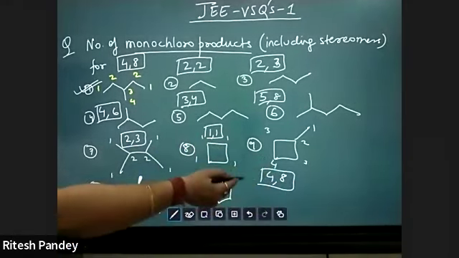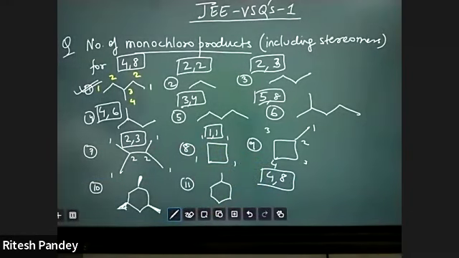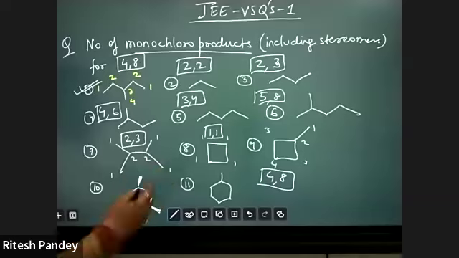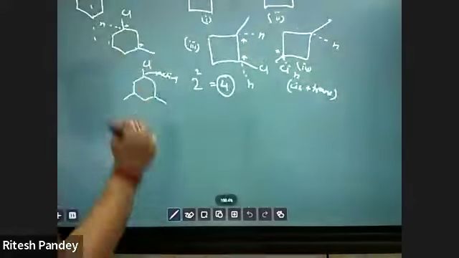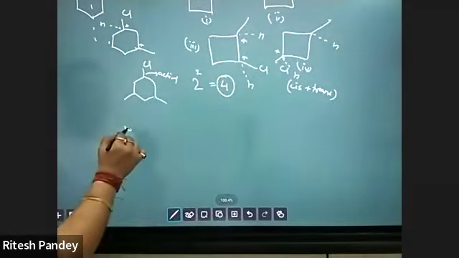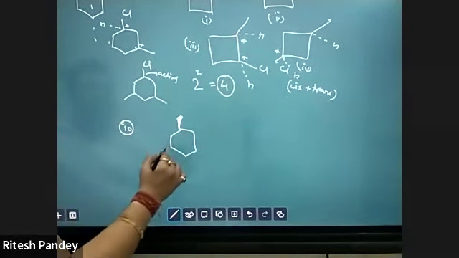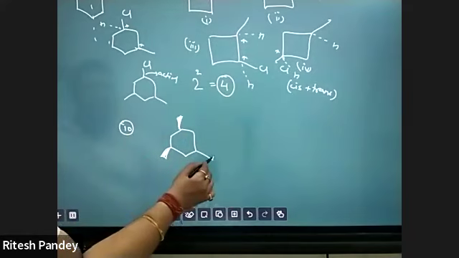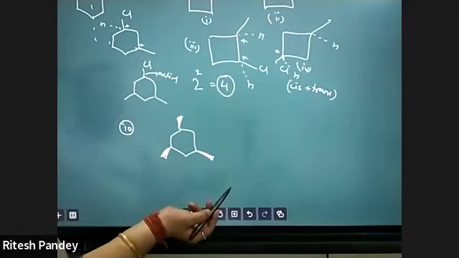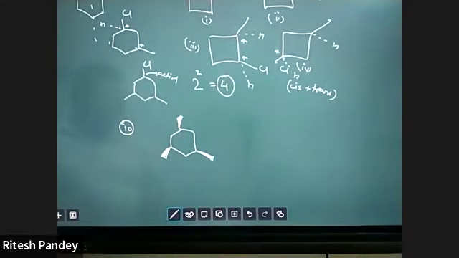Now this was a nice problem to solve eventually. 10 and 11. So 10 is 1, 3, 5 trimethyl cyclohexane, all being cis, and 11 is methyl cyclohexane. Let's talk about 10 now, and tell me how many structural isomers to begin with. That's a simple question. 3.